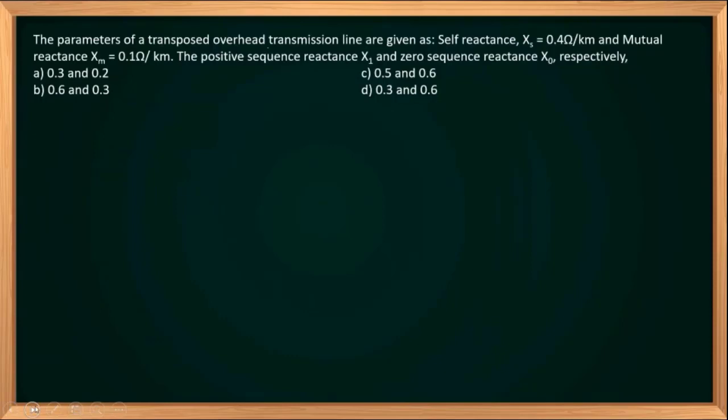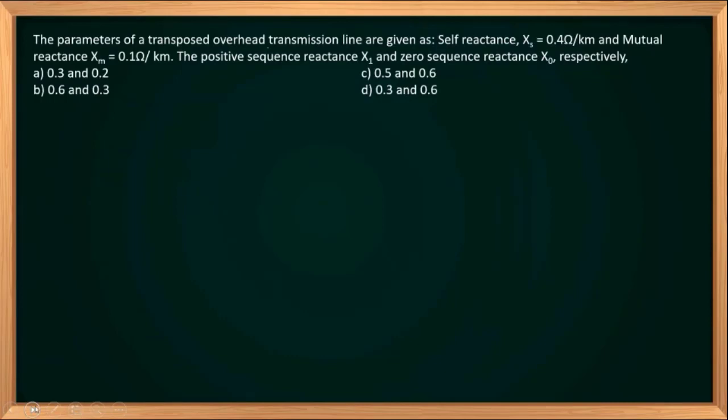Now consider this problem. The parameters of a transposed overhead transmission line are given as self-reactance and mutual reactance. Self-reactance and mutual reactance തന്നിട്ടുണ്ട്. XS ഉം XM ഉം തന്നിട്ടുണ്ട്. The positive sequence reactance X1 and zero sequence reactance X0 respectively are. ഇതൊരു കോമൺ ചോദ്യമാണ് കേട്ടോ. പലപ്പോഴും പല കോമ്പറ്റേറ്റീവ് എക്സാമിനും ചോദിക്കുന്നതായിട്ട് കാണാറുണ്ട്. You have a ready-made formula. ഇതിന് വേണ്ടിയിട്ടുള്ള ready-made formula ഉണ്ട്.